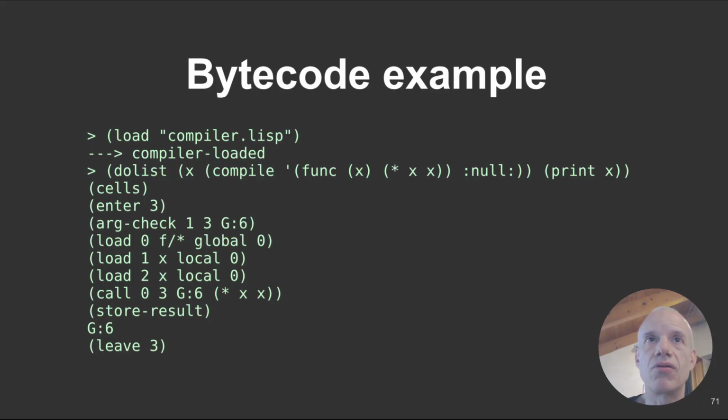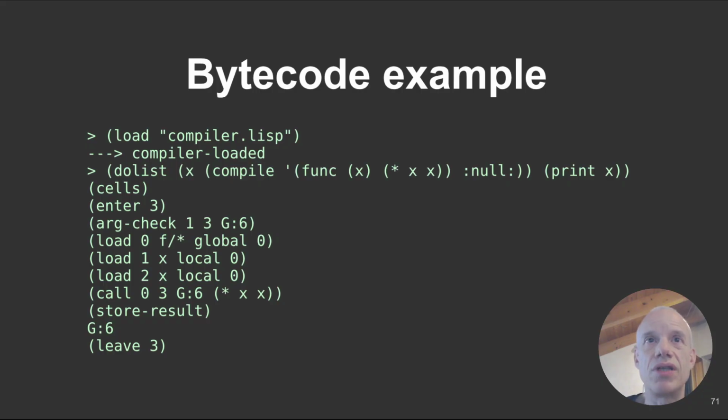So the first bytecode instruction is cells, that says there are no cells, basically cells without any information, and this means that this function is a pure function, not a closure. There is no context that has been captured. And enter 3 means that this code will need 3 temporary slots for doing the computation. Argcheck is checking that there is exactly 1 argument. And in case of an error, just jump to G6. As you see, G6 is the exit point where there is the instruction leave 3.